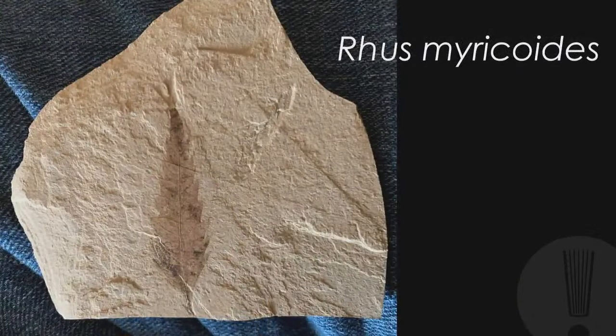Here's a leaf of Rhus myricoides. Rhus is the genus for sumacs. So we're starting to see some of our modern plant families in the Eocene.